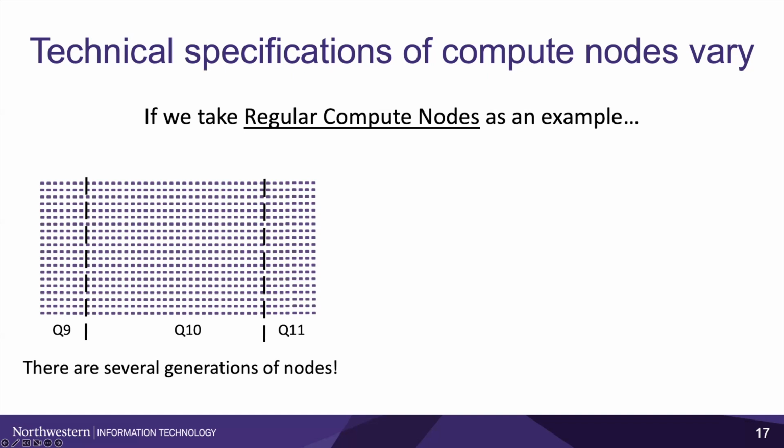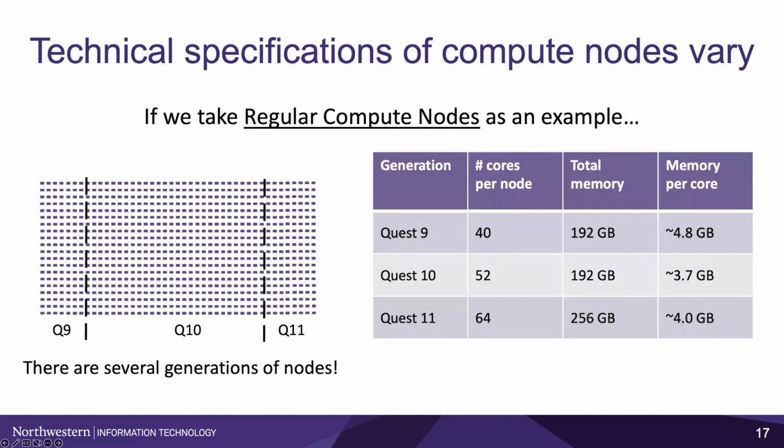The reason why we have these different generations is that at Quest, we are constantly phasing in new computers that are state-of-the-art, and we're constantly phasing out computers that become outdated. Here's a table showing the specs for each of the generations of nodes. You can see that the number of cores vary from 40 to 64, and the total memory per node also varies. You don't need to memorize these numbers, but what's important to keep in mind is that depending on how much resources you request, your jobs might be limited to certain nodes.